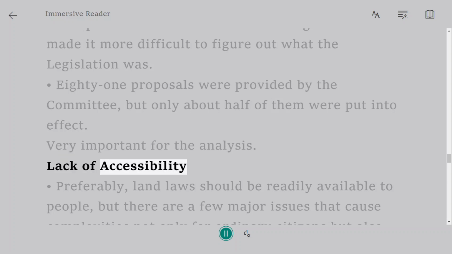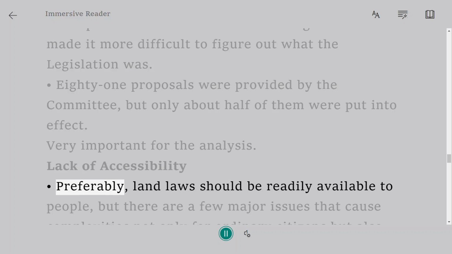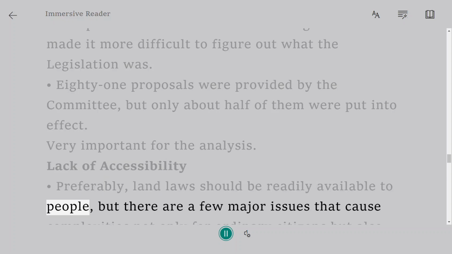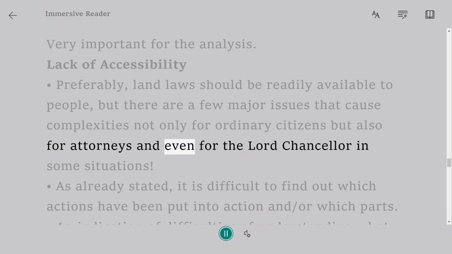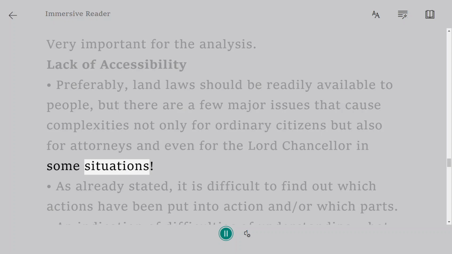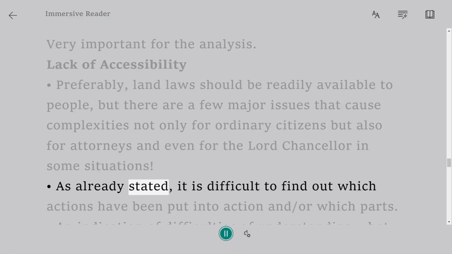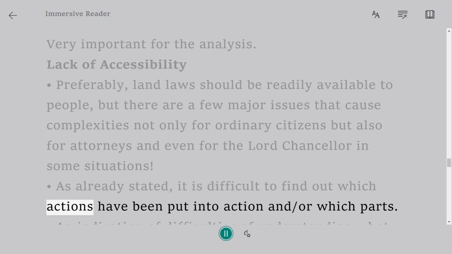Lack of accessibility. Preferably, land laws should be readily available to people, but there are a few major issues that cause complexities not only for ordinary citizens but also for attorneys and even for the Lord Chancellor in some situations. As already stated, it is difficult to find out which actions have been put into action and/or which parts.